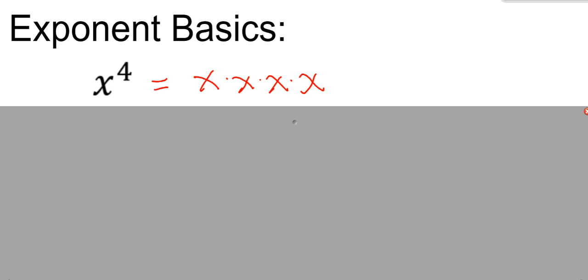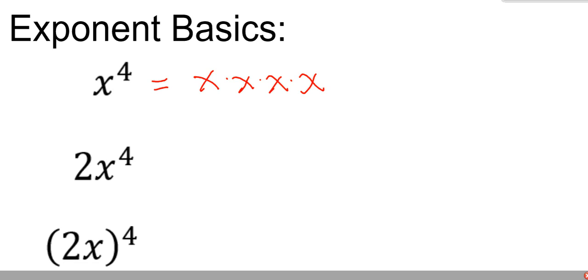Now, what's just as important as understanding those basics is looking at these two expressions and knowing that these are saying different things. Here, the base is x with exponent 4, and then it's multiplied by 2. So again, here the base is x, and that has exponent 4, and that's then multiplied by 2. Whereas here, the base is 2x, so both the 2 and the x have exponent 4. So it's really important that you see the difference between 2x to the exponent 4 and bracket 2x exponent 4.